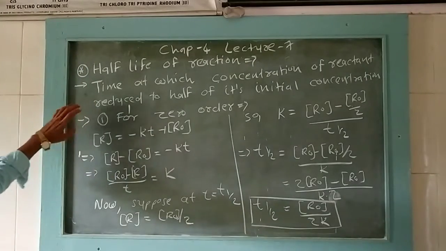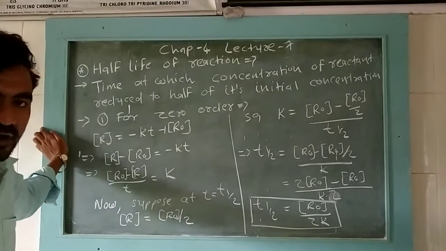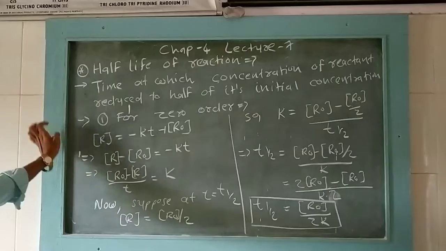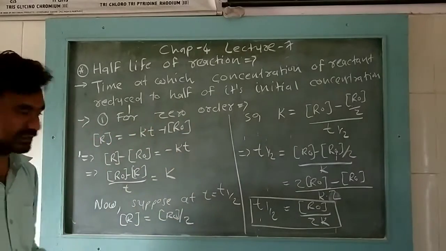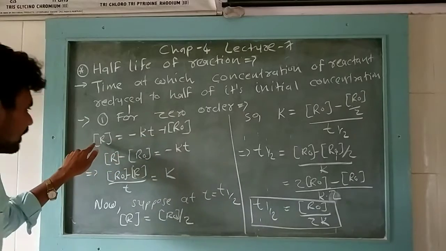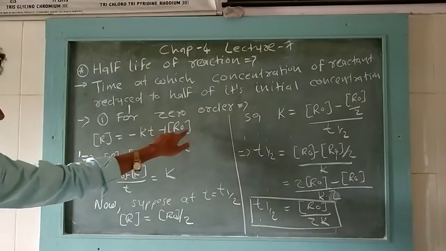Now here we are going to derive the equation for half-life for zero order and first order reactions. First, for zero order reaction, this is the integrated rate equation that we derived: R is equal to minus Kt plus R0.